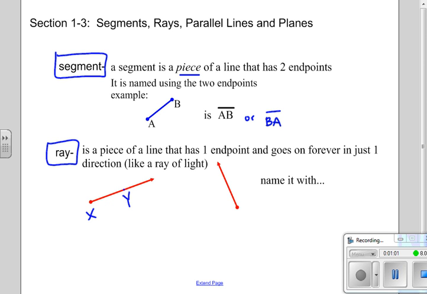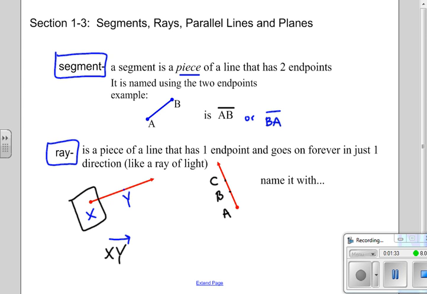I would have to name it writing a little miniature ray symbol. We draw it going to the right. Don't try to match the direction it is on the picture. You must start the name with the endpoint. So it's going to be ray X something. And then for the second letter, it can be any point that that ray goes through. So in this picture, I only have one other point on there, so I would have to name it as ray XY.